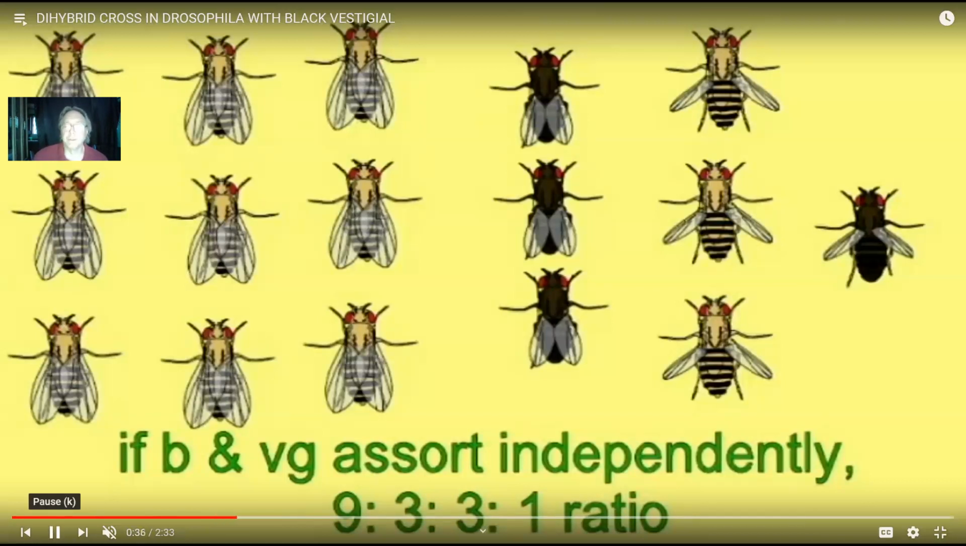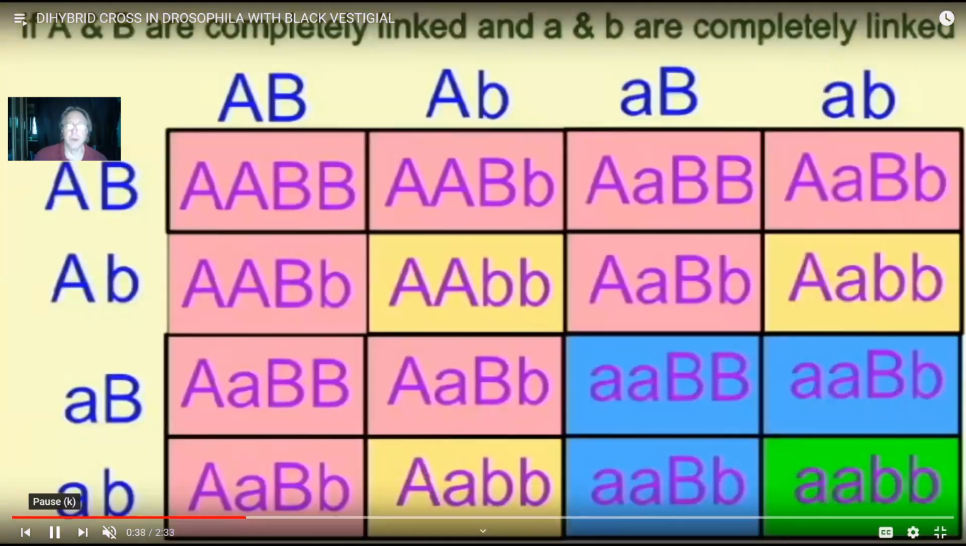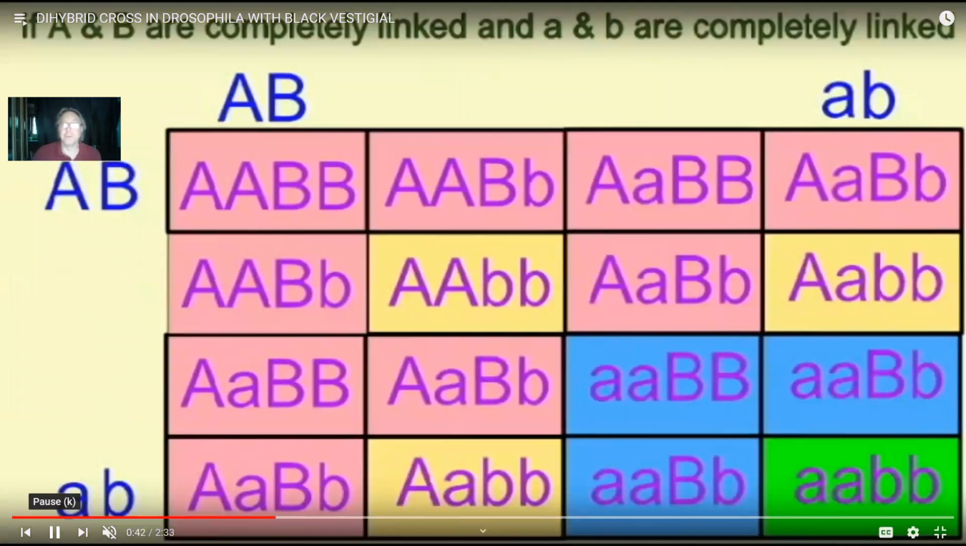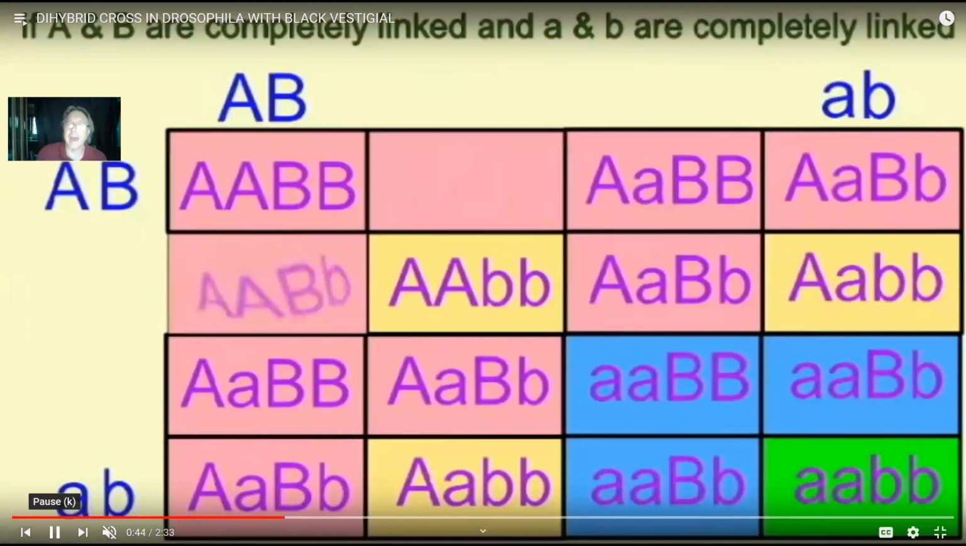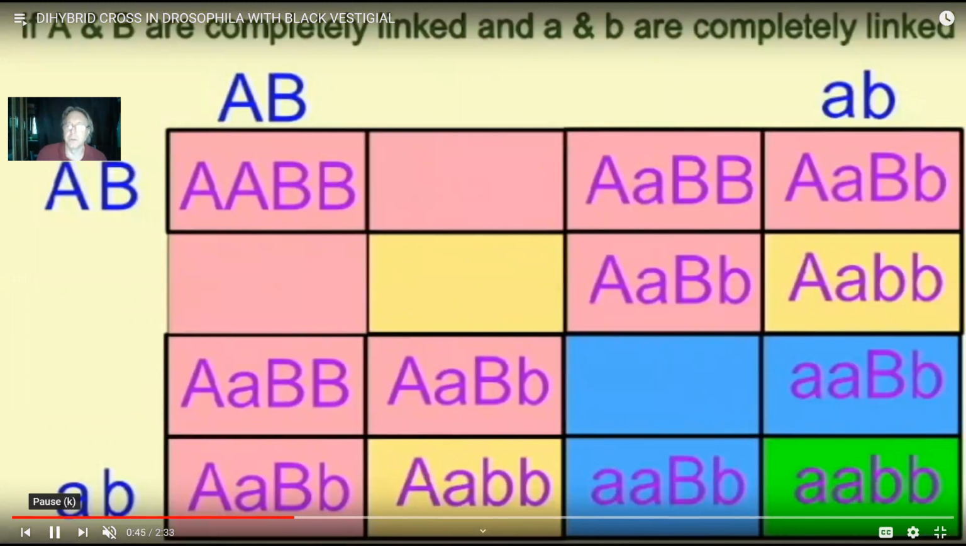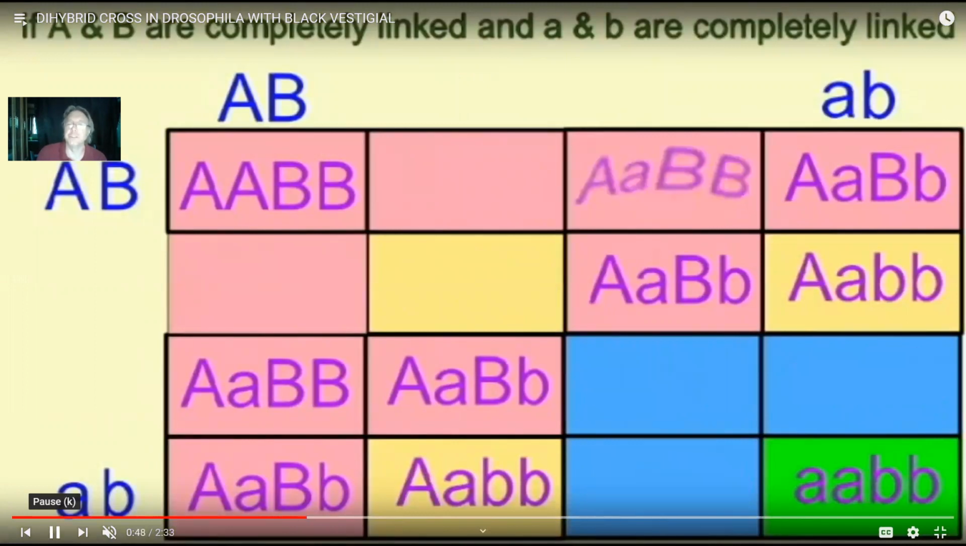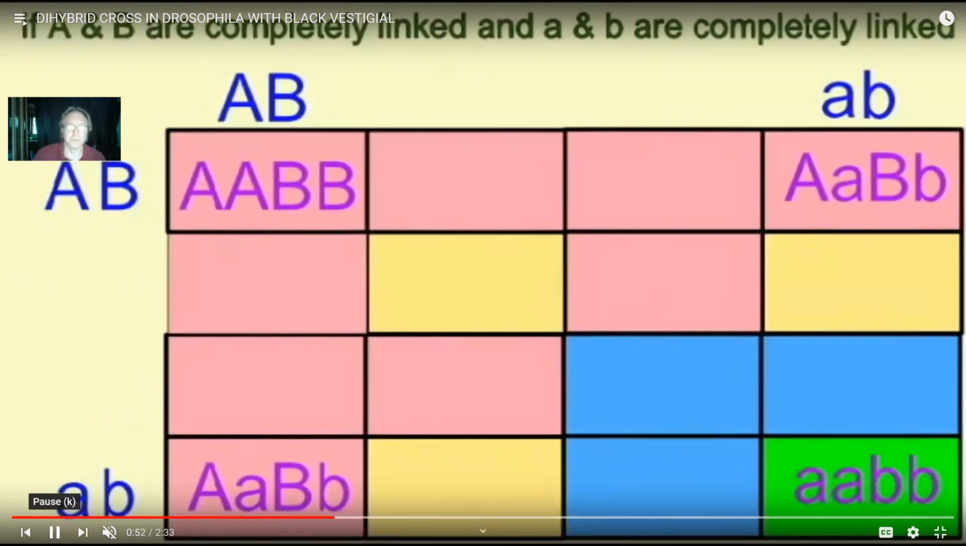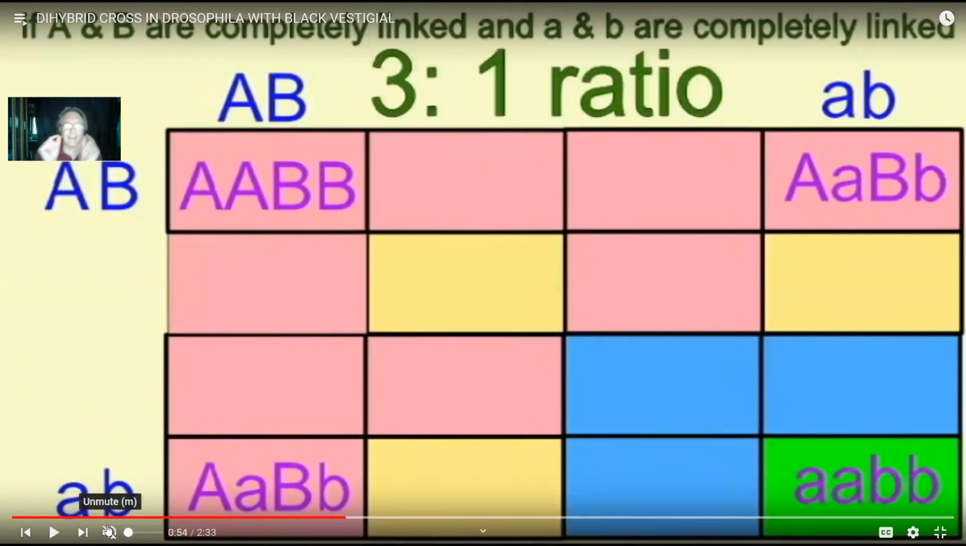But what happens if you don't get a 9 to 3 to 3 to 1 ratio? Very often you're so excited, that's what you were hoping for. But you don't have to get a 9 to 3 to 3 to 1 ratio, and you wouldn't if the genes were linked. See, they assort independently if they're on different chromosomes. But let's say that they were stuck to each other. So let's say that the big A always travels with the big B, and the little a always travels with the little b. Then you would only make two types of gametes.